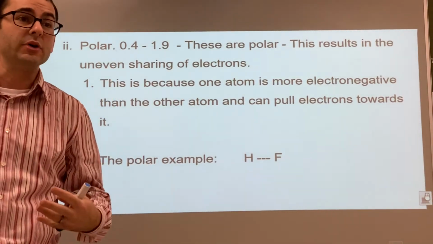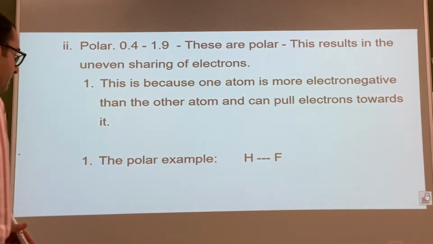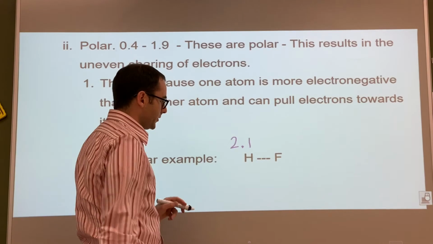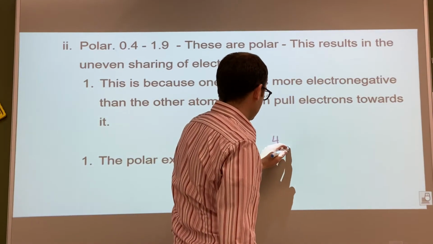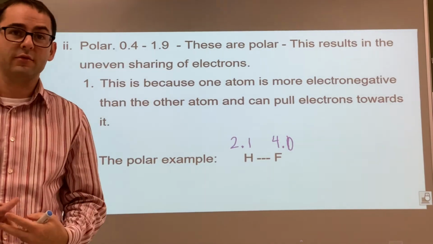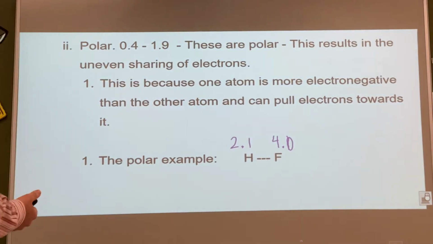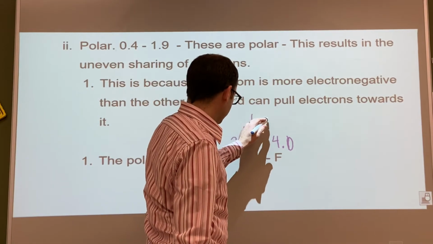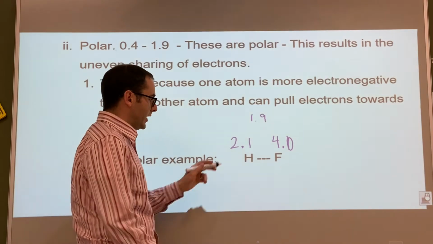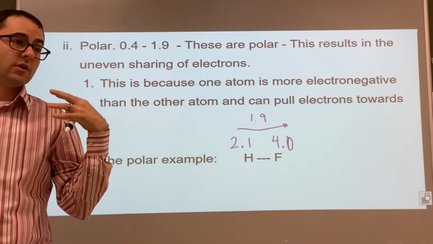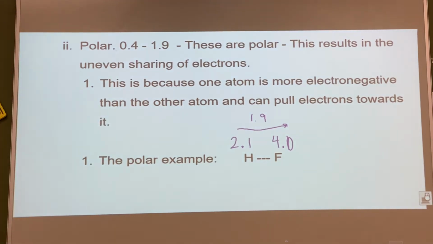First up, we need some numbers. What's hydrogen's number? Good, yeah, it's 2.1. And then what's fluorine's number? It's 4. Okay, so which is more electronegative? Fluorine. Okay, cool. And what's the difference between these two? 1.9. All right, so it's 1.9 and it's being pulled in this direction, right? It's going towards the fluorine, okay? Because the fluorine's the more electronegative element here.